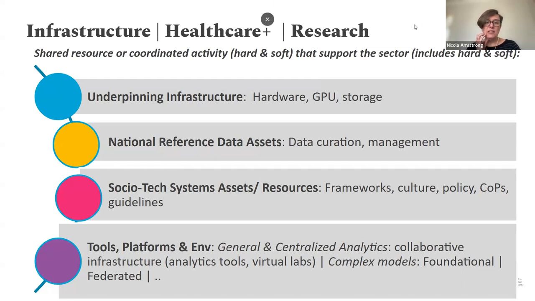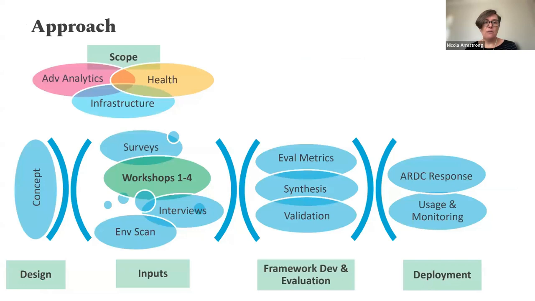So first up, just a definition of what we were particularly interested in was infrastructure, and that infrastructure encompasses hardware, which is what we normally think of when we think about compute infrastructure or infrastructure for advanced data analytics, like computers, storage, GPU processing, but also national reference data set assets, data assets like data curation and management of data, socio-tech systems and assets and resources, frameworks, culture, policies, communities of practice, guidelines, that sort of thing. And of course, for advanced analytics, we were also really interested in tools and platforms and environments to do general or centralized analytics, collaborative infrastructure, federated learning, what sort of models people might be wanting to put into use on healthcare data going forward.